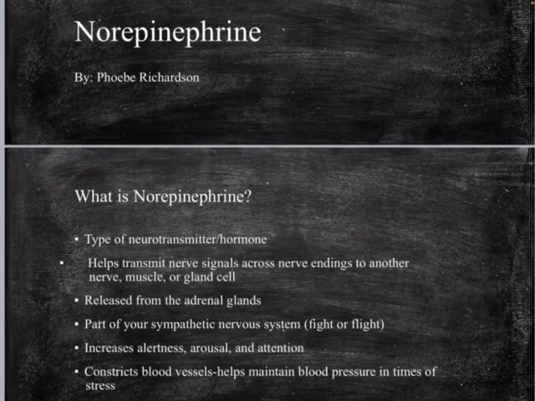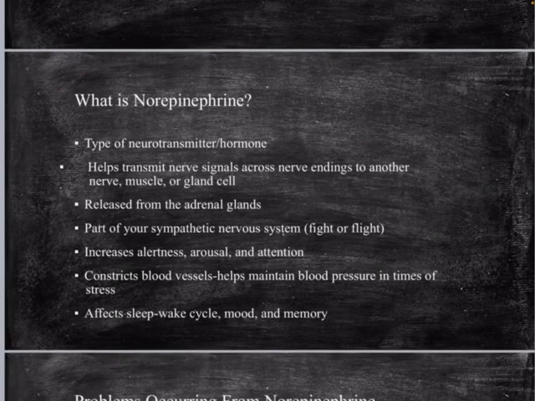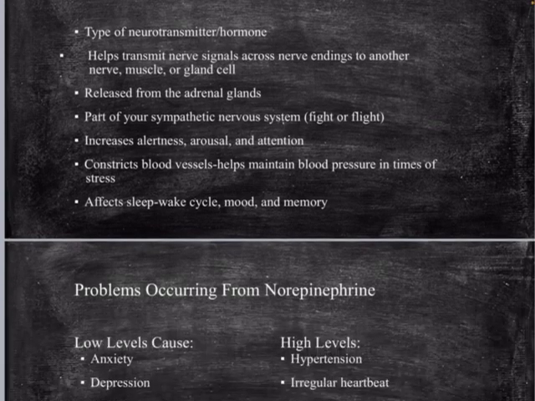Norepinephrine. What is norepinephrine? It's a type of neurotransmitter and hormone. It helps transmit nerve signals across nerve endings to another nerve, muscle, or gland cell. It's released from the adrenal glands, part of your sympathetic nervous system, which is basically your fight or flight. It increases alertness, arousal, and attention. It constricts blood vessels, helps maintain blood pressure in times of stress, and affects sleep-wake cycle, mood, and memory.